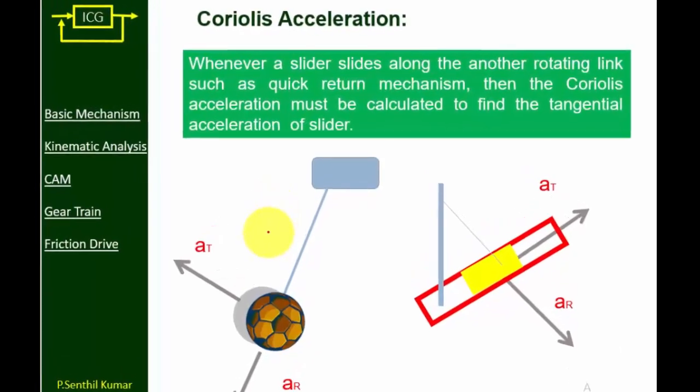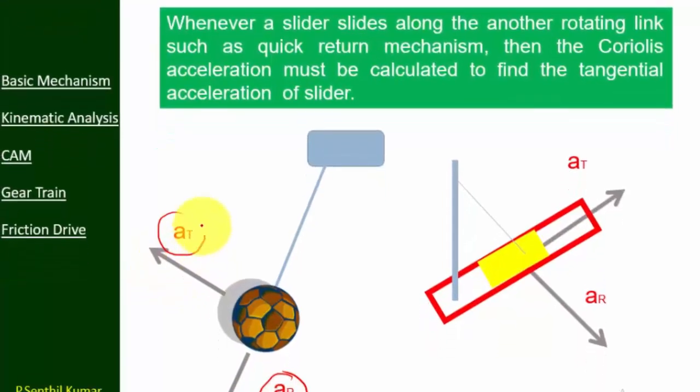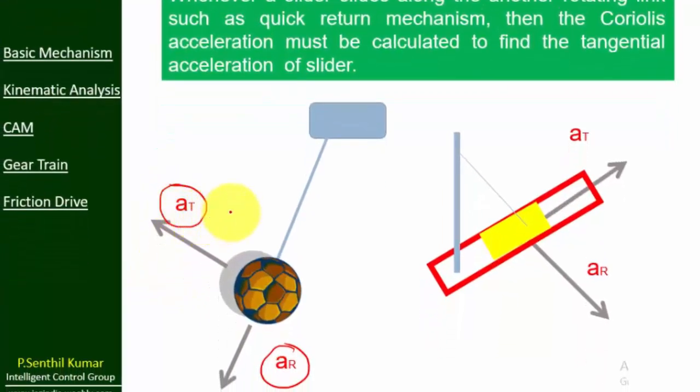In this lecture, we are going to discuss the Coriolis component of acceleration. We already discussed the acceleration diagram for the slider crank mechanism and the 4-bar mechanism. In that case, we considered a ball rotating about a fixed point, and we needed to find two accelerations, the radial component and the tangential component. So there is no problem with this kind of concept.